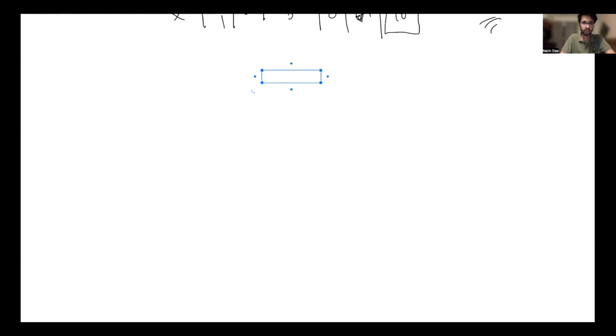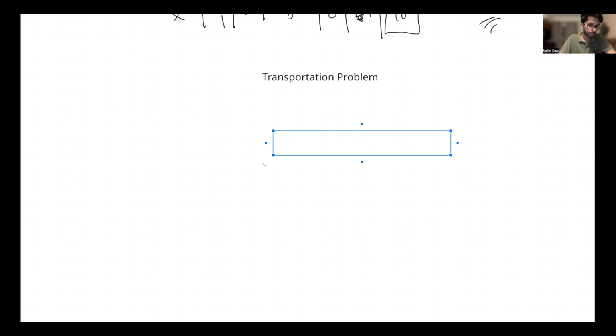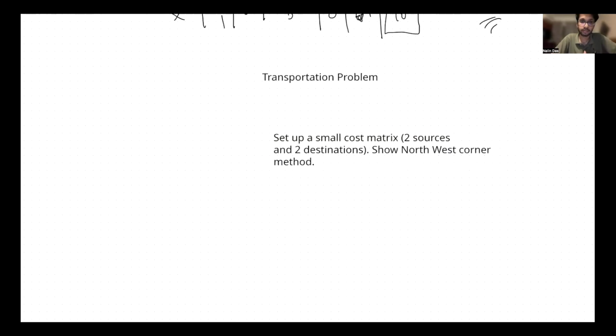Next, we have the transportation problem. So your task is basically to set up a small cost matrix, two sources, and two destinations. And show northwest corner method. Just take a look at this method and you can basically try practicing it.